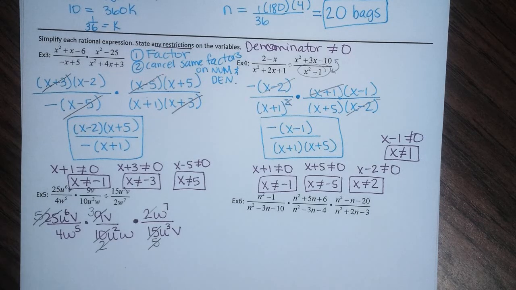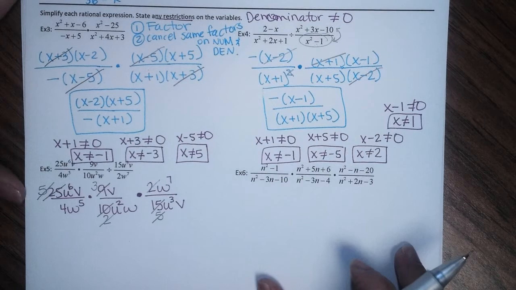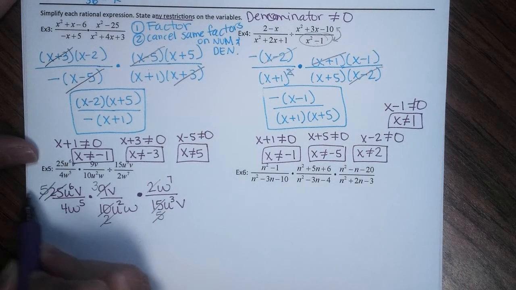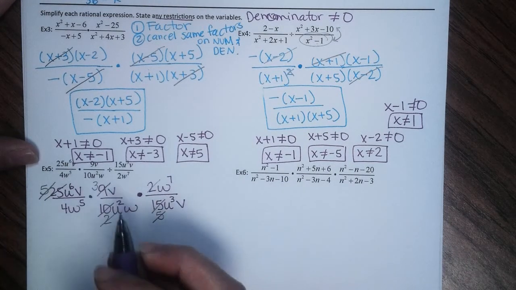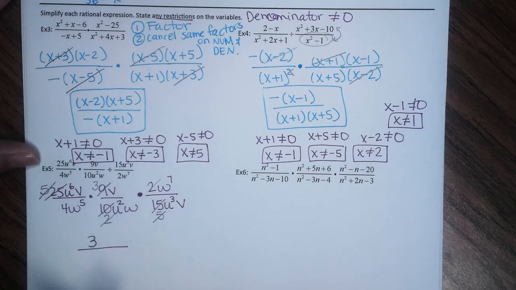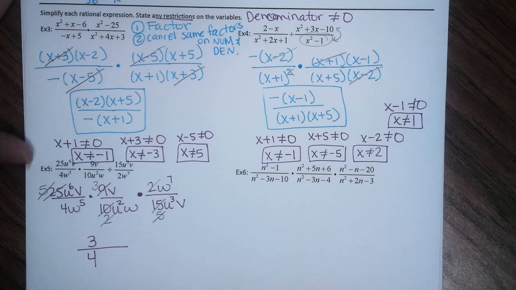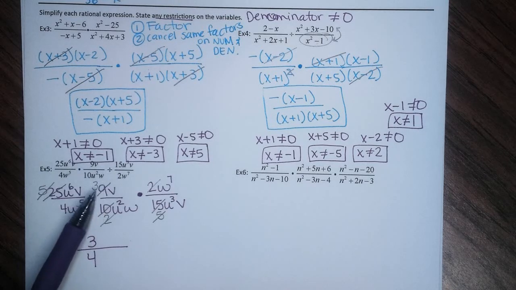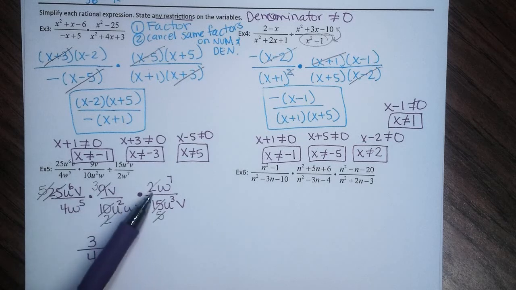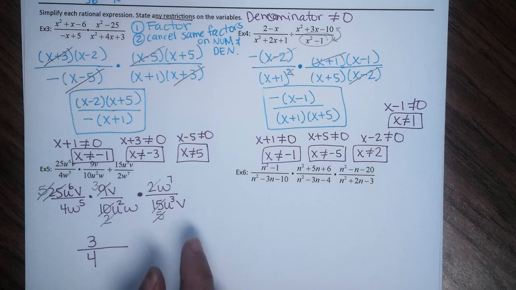So at the end of all this canceling for my integers, on the numerator, the only thing that was left was a 3. And on the denominator, the only thing left was a 4. So it's 3/4. Again, I just started canceling all the factors from 25, 9, 4, 10, and then the 2 and the 15.